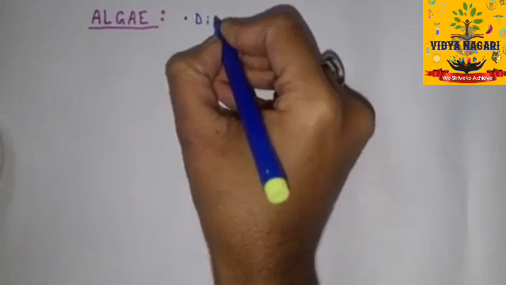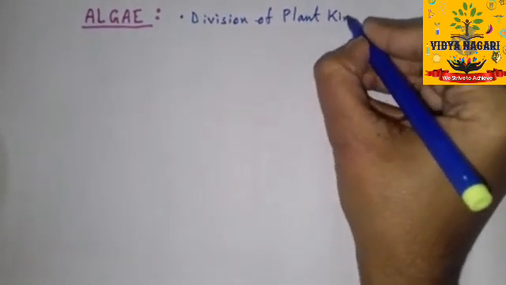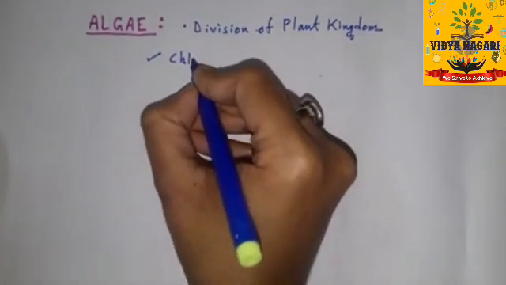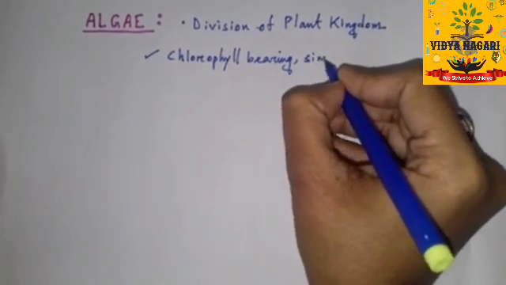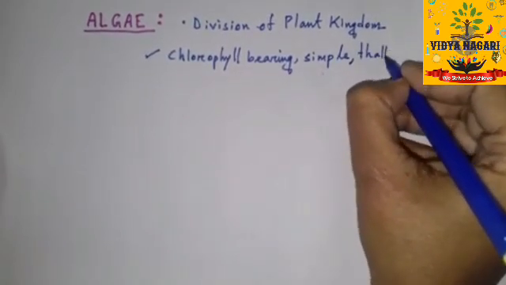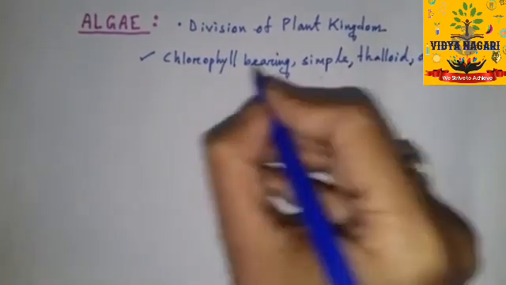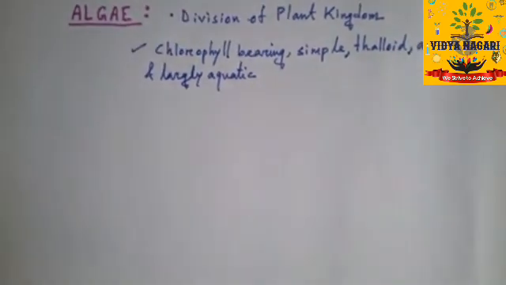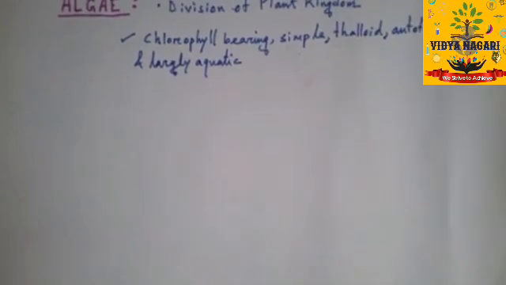Today I am going to describe algae. Algae are nothing but one division of the plant kingdom. These algae are chlorophyll-bearing, simple, thalloid, autotrophic, and largely aquatic, and they can live in both marine water as well as in fresh water. So they are autotrophic, so they can synthesize their own food by themselves.